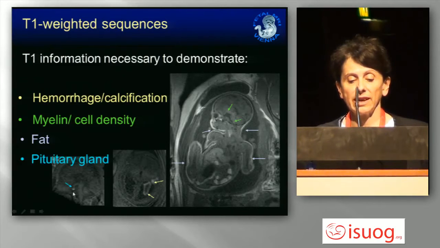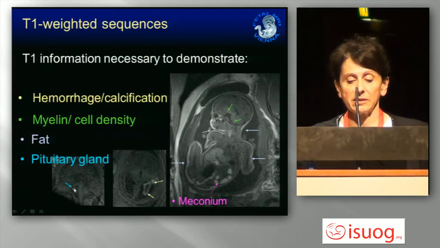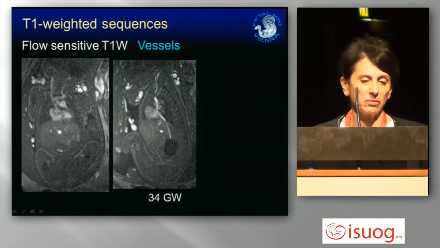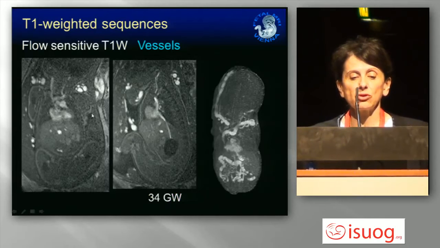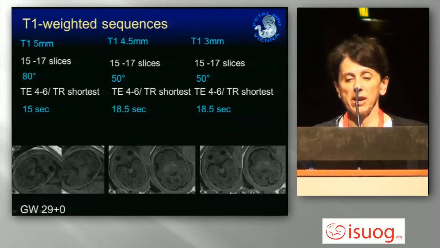And the pituitary gland. In some cases, you might want to know, is there a pituitary gland, and is it normal, or is it displaced? And meconium is not so interesting in the brain, I have to admit. The same sequence might be used to show flow, here in the carotids, for instance, but this is not as good as ultrasound, of course. This is just one of the MR methods.